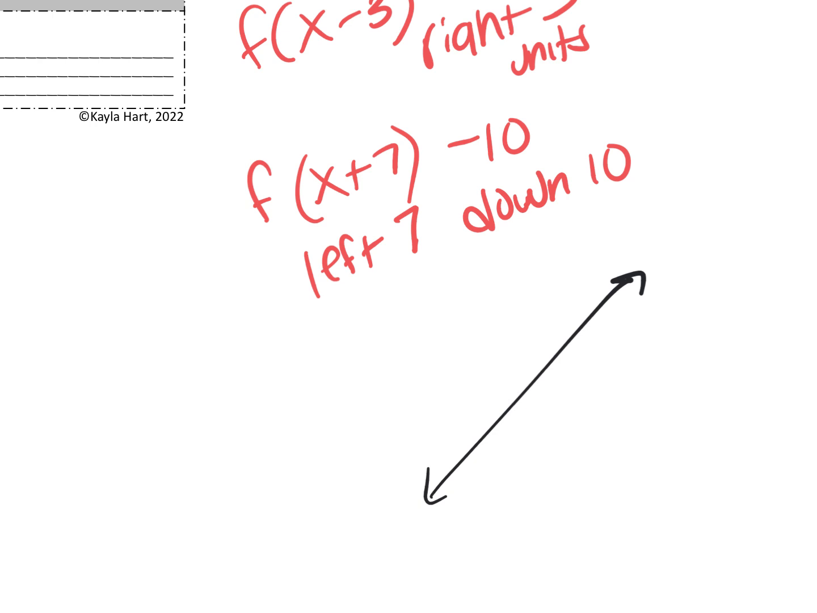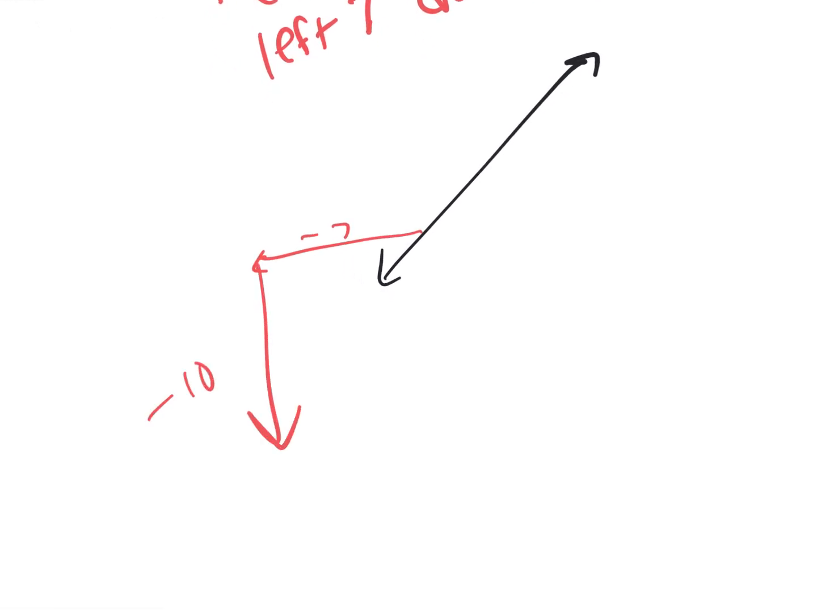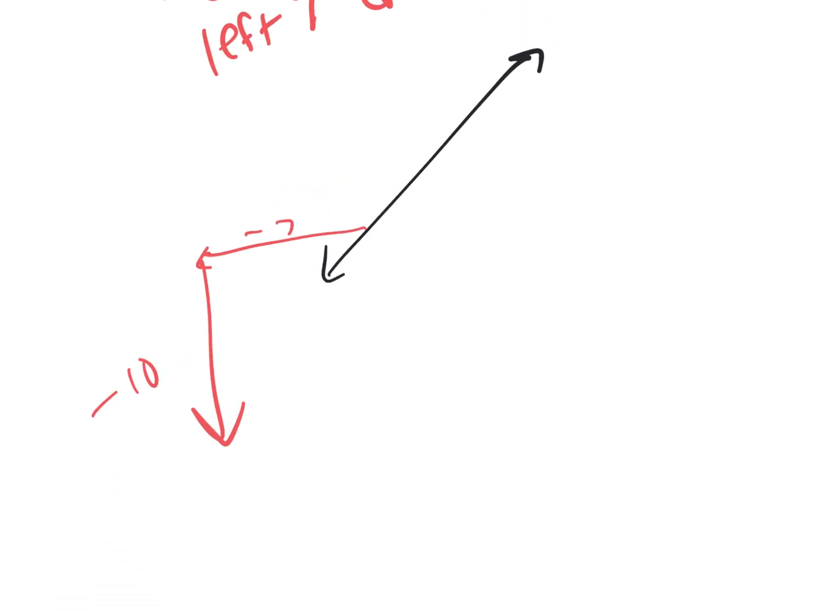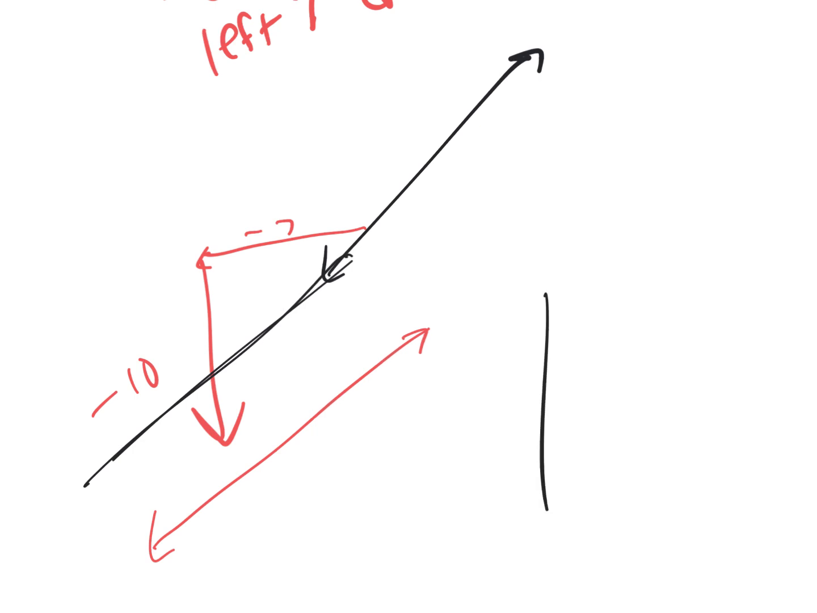You got your OG parent function. Then you have to go to the left 7 and down 10. So now your new graph is going to be over here. And it has to look parallel, because we didn't change the slope. If the green line has an arrow, it actually keeps going. So now you have a parallel line. So if this was your original function, if you're moving to the left 7 and down 10, your new function is going to be somewhere down here. So you're moving to the left 7, down 10.